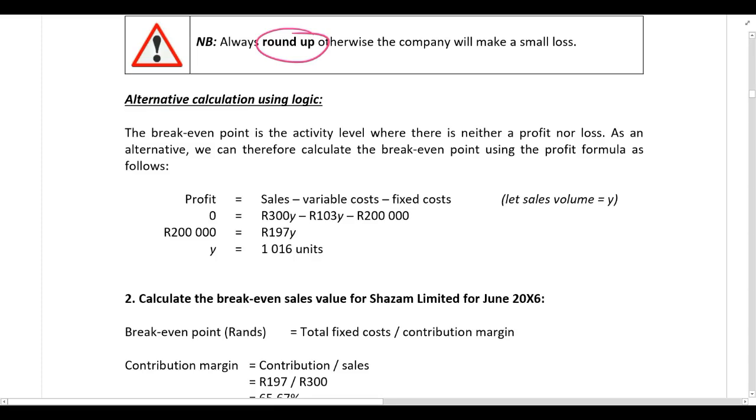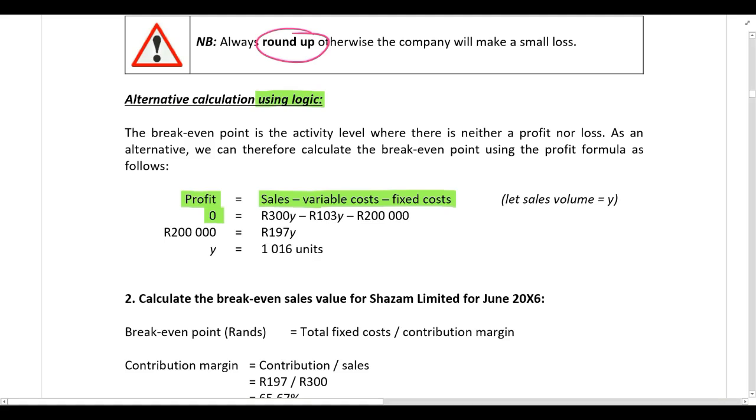Now it's important that you always understand the logic behind these calculations. So let's look at this alternative calculation which uses logic. So we are going to calculate the break-even point using our profit formula, where profit is equal to sales minus variable costs minus fixed costs. And if we are trying to calculate the break-even point, our profit is zero. And we are trying to calculate the number of units that the company must sell in order to break even. Or in other words, the number of units that they need to sell where profit is zero.